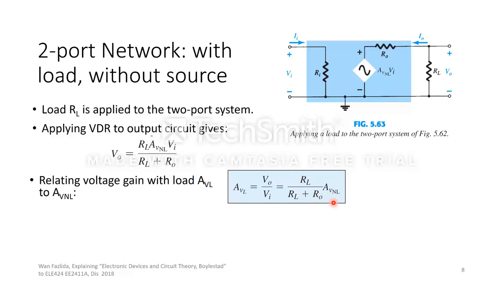What this is saying is that if you have a load resistance RL, you are going to have a voltage gain that is less than the no-load voltage gain by this factor of RL over RL plus R out.